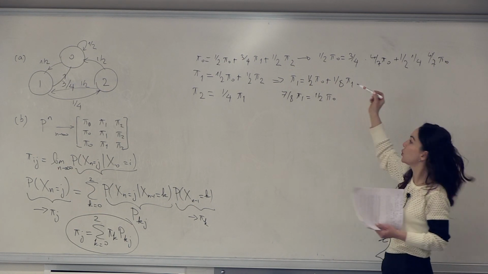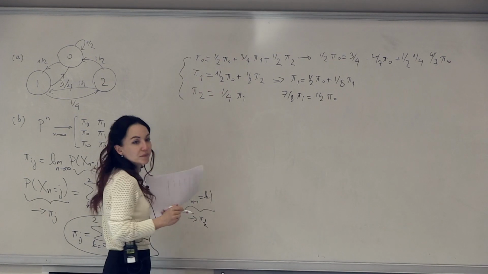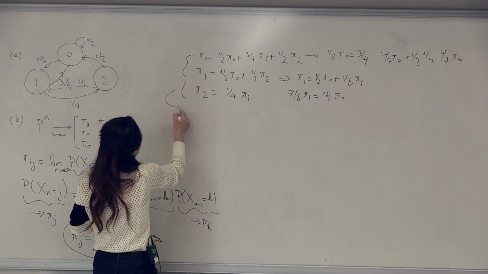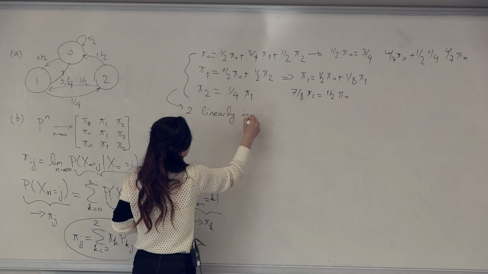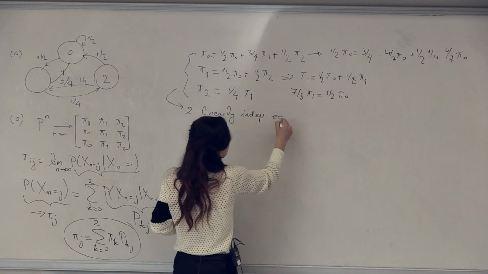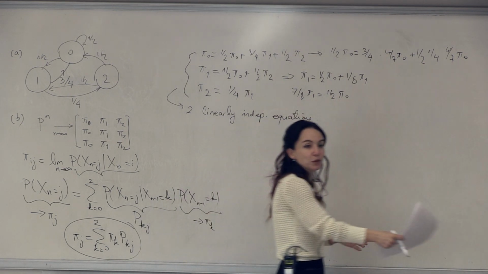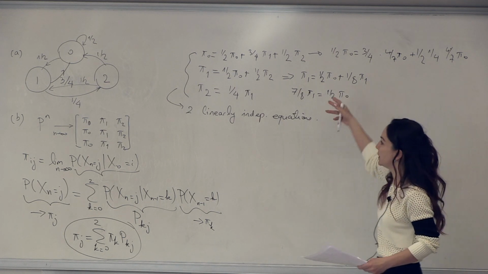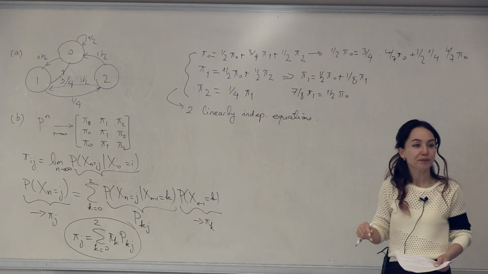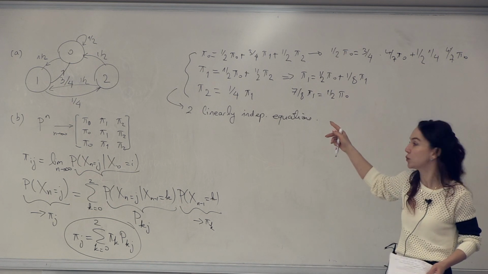So this system of equations contains only two linearly independent equations. There are three equations, but only two of them are linearly independent. So just by these equations, I don't find a unique solution. There are an infinite number of solutions.